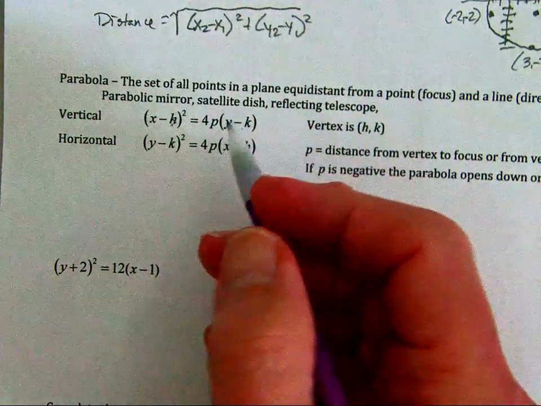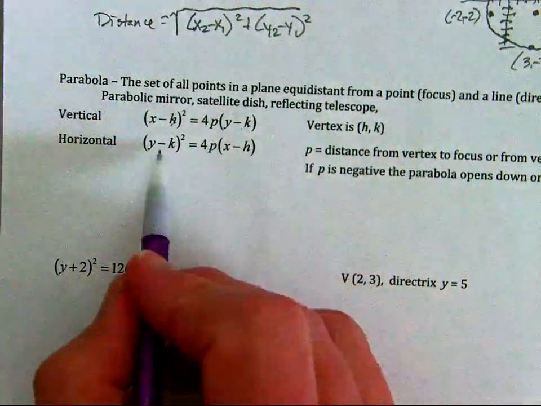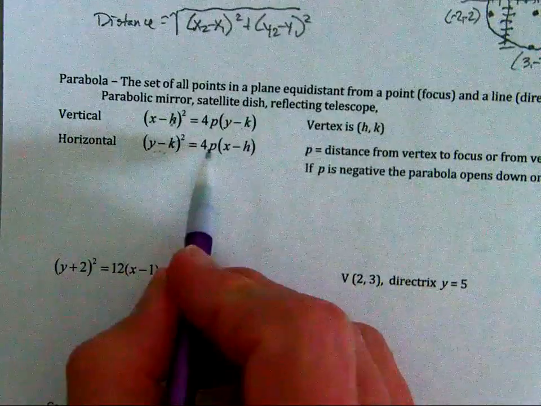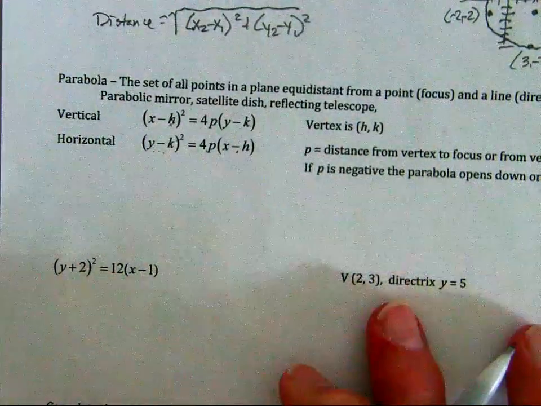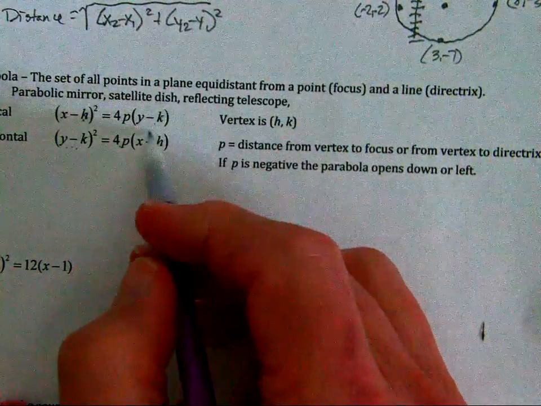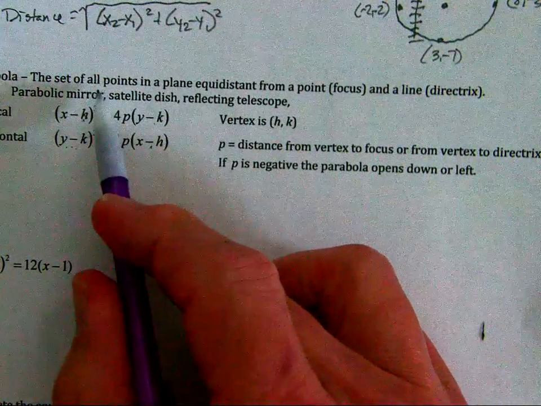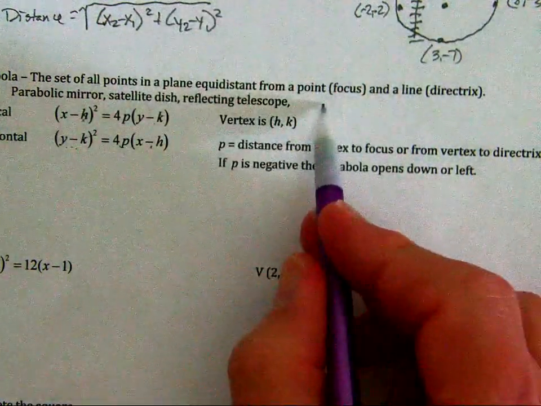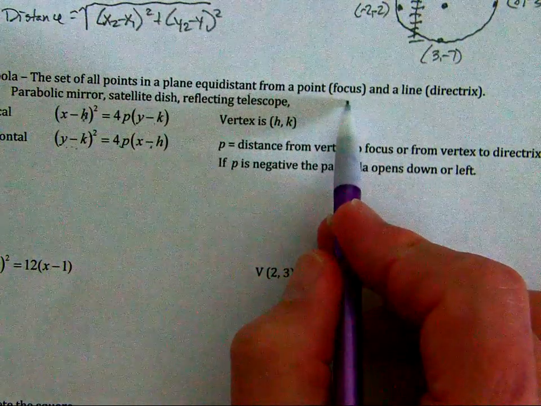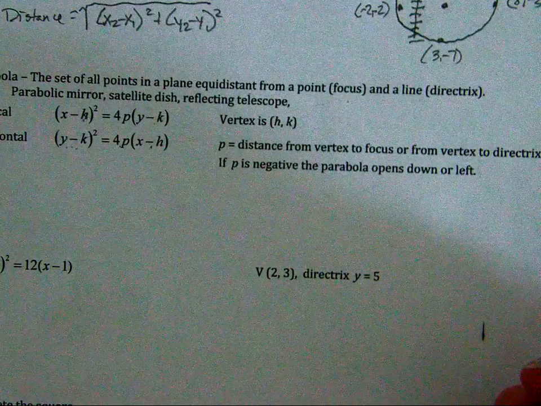Now we're also going to have some that are not functions. They're horizontal. Well, that means the y is squared and the x is not. That's how you always tell a parabola. Only one of the variables is squared. The definition of a parabola, and you don't necessarily have to know this, is the set of all the points in a plane that are equidistant from a point, which is called the focus, and a line, which is called the directrix.